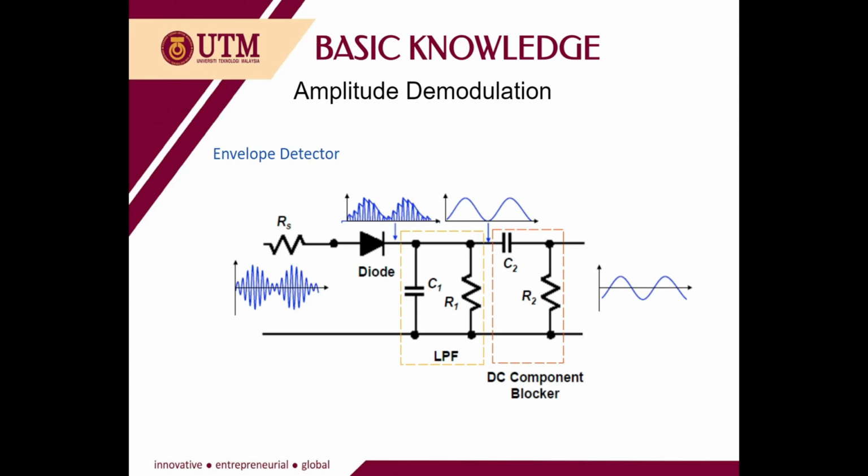Next, what is amplitude demodulation? Amplitude demodulation is the process that converts the VAMT modulated signal back to the original modulating signal VMT. The method that is normally used is the envelope detector. The amplitude modulated signal will pass through the diode, low pass filter, then go to the DC component blocker. After that, it will get back the original VMT signal, the information signal.